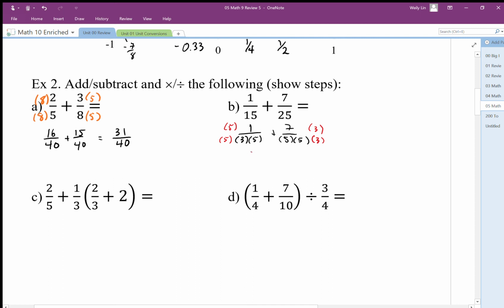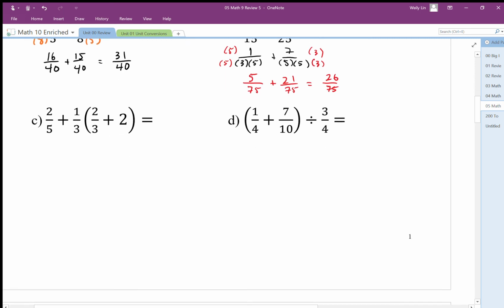So now we get 5/75, which is the same as 1/15. Here we get 21/75, which is the same as 7/25. Now we're talking about the same size fractions, so we can add those together, and the size of the fraction doesn't change.